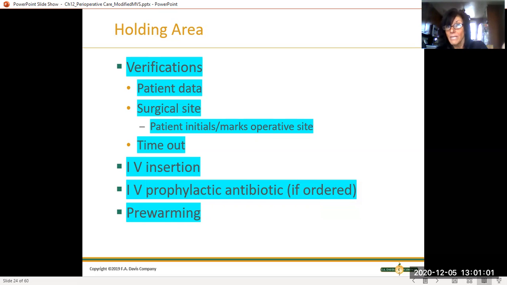What time is the patient going? When was the IV inserted? What size is the IV? Where is the IV? We're going to give them their prophylactic antibiotic at this point, if there's one ordered.